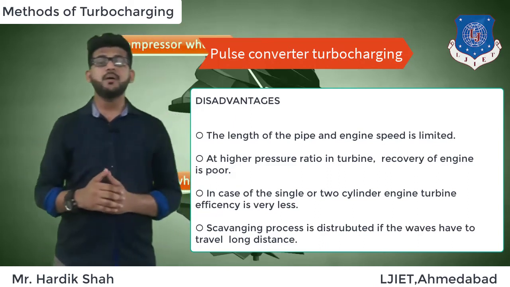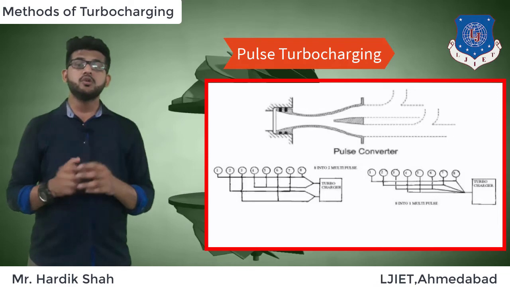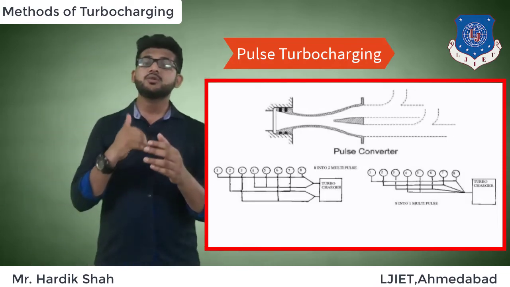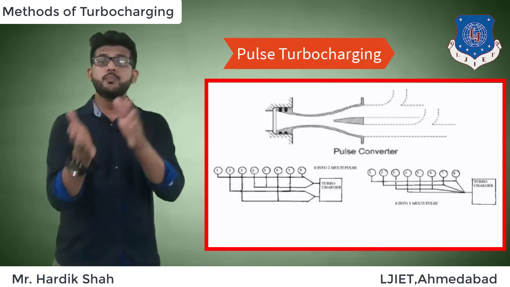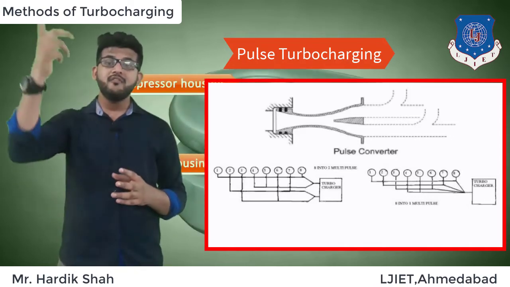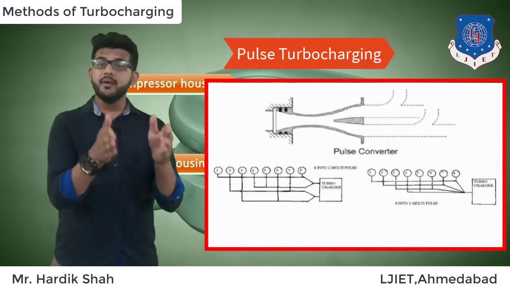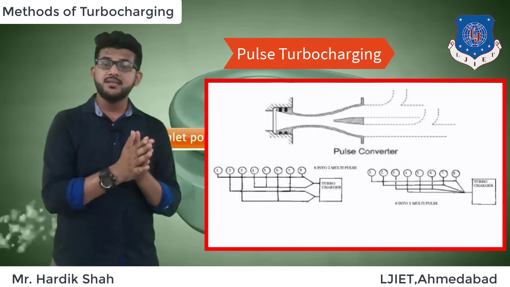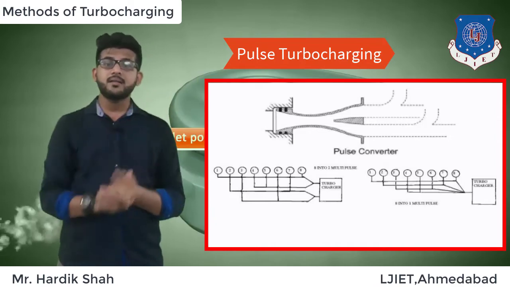Now, the third type is pulse converter turbocharging. So, what is the meaning of that? It is a mixing of both of them. It has good part load efficiency and also provides good scavenging. So, it is a combination of both of the previous ones, a good combination of constant pressure and pulse turbocharging. By mixing these, we can make this system.